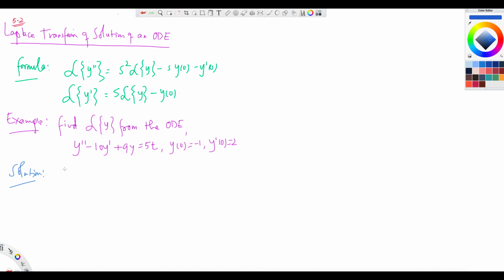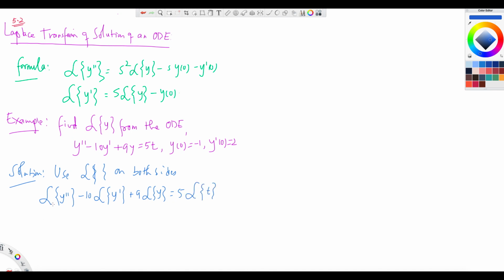So what should I do? I start by taking the Laplace transform of both sides. Since the Laplace transform is linear, you can separate the terms: the Laplace transform of y double prime, minus 10 times the Laplace transform of y prime, plus 9 times the Laplace transform of y, equals 5 times the Laplace transform of t.